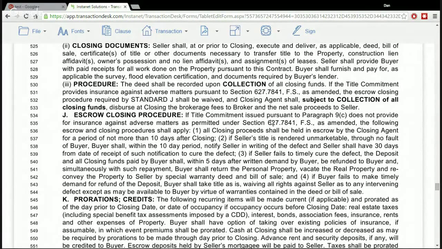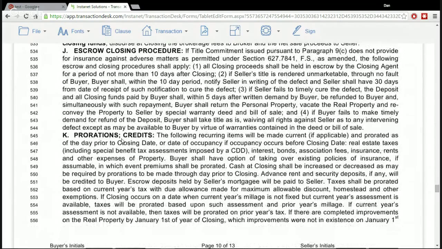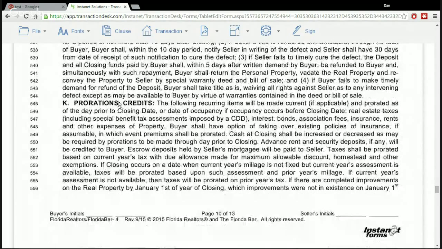Escrow closing procedure. This talks about where the escrow is going to be held, and their procedures for doing that and depositing those funds. Prorations and credits. This deals mostly with taxes and prepaid items. This talks about how they get levied and how they get counted and accounted for at closing.